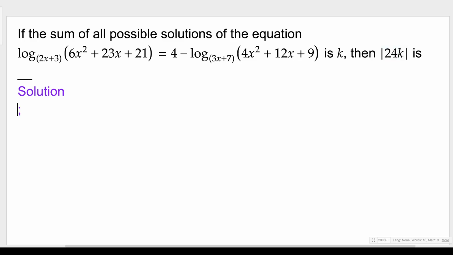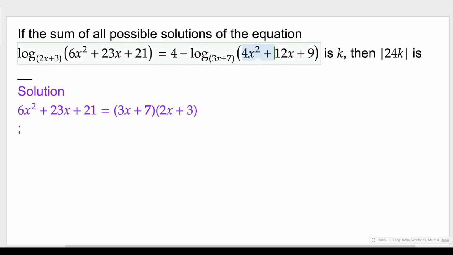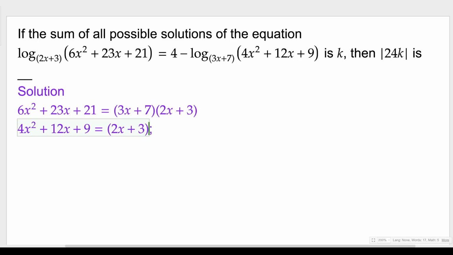Now first of all, if you observe this argument, we'll factorize it. On factorization this will yield 3x plus 7 times 2x plus 3, and similarly, this other argument, 4x² plus 12x plus 9, can be written as (2x plus 3) whole square. After factorization we'll go towards the simplification part.